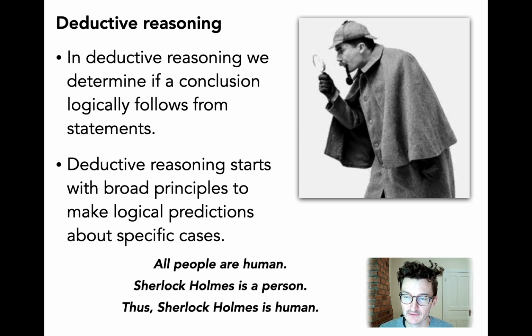An example of deductive reasoning, take these three statements. All people are human, necessarily true. Sherlock Holmes is a person, therefore Sherlock Holmes is human. That conclusion logically follows from the two statements that came before it, and because of that it's necessarily true.